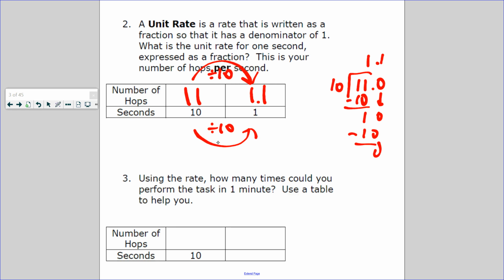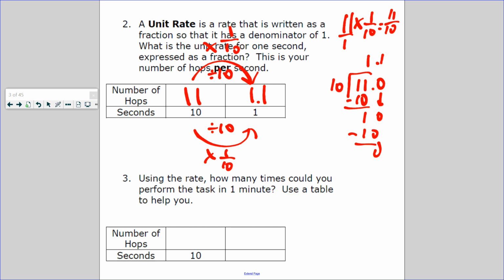Another way to say that is, do you remember reciprocal? What's the reciprocal of 10, or 10 over 1? 1/10. So 10 times a tenth, if I had 10 and I found 10 parts of it, it'd be 1. So 11 times 1/10 would be 11/10. That's why we divide 11 by 10.